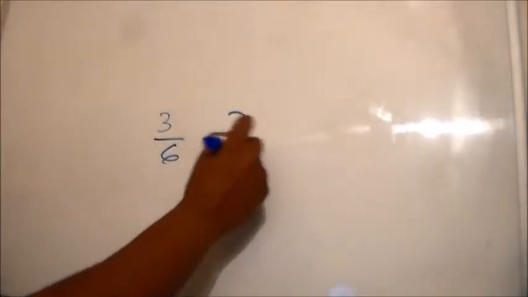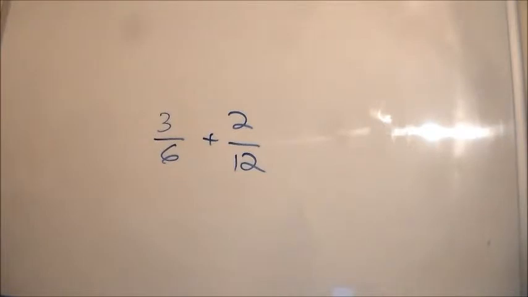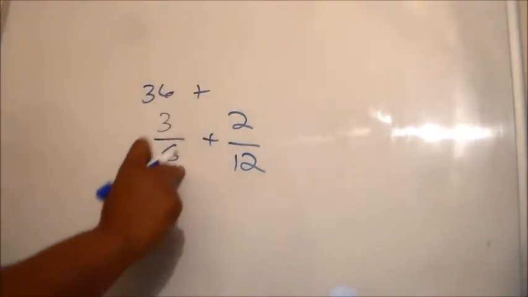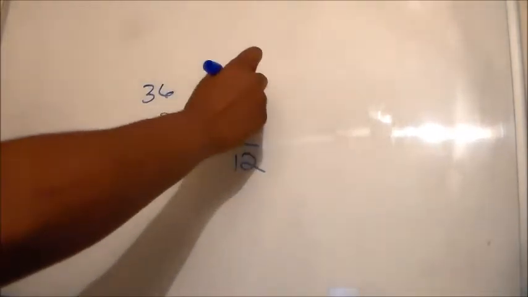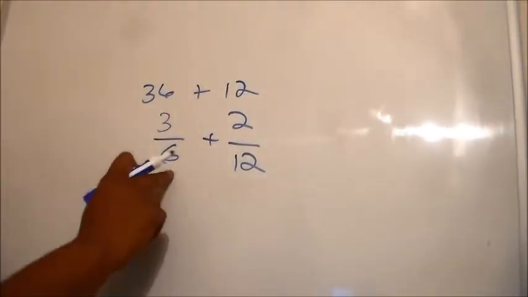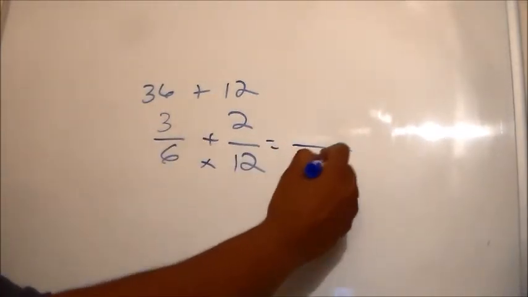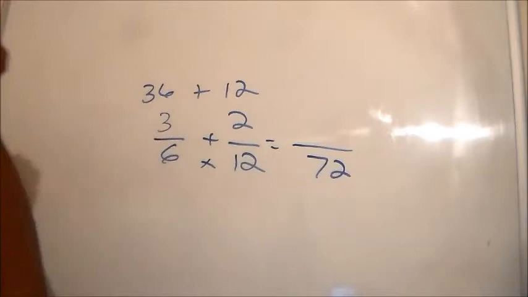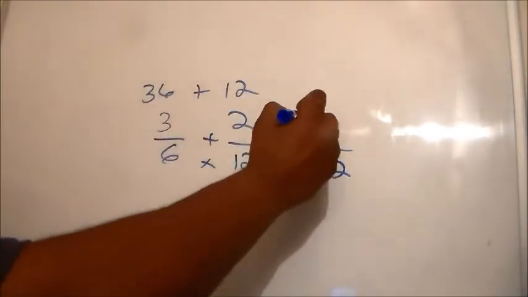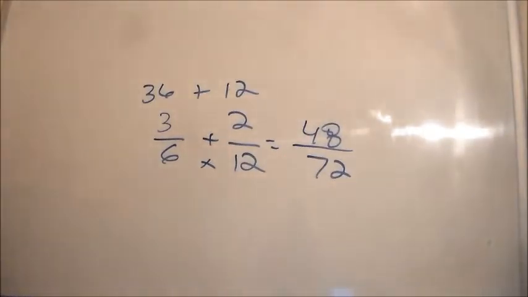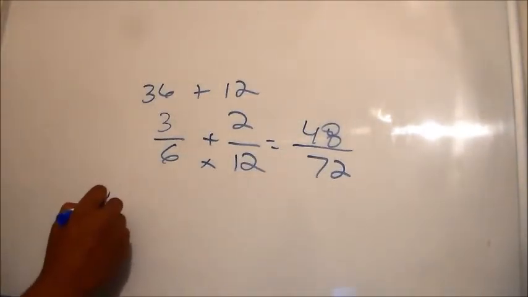Let's see, this is interesting. 3/6 plus 2/12. 2 times 3 is 6, plus 6 times 2 is 12. 6 times 12 is 72. 36 plus 12 is 48. These are two big even numbers, so we can break this down even further.